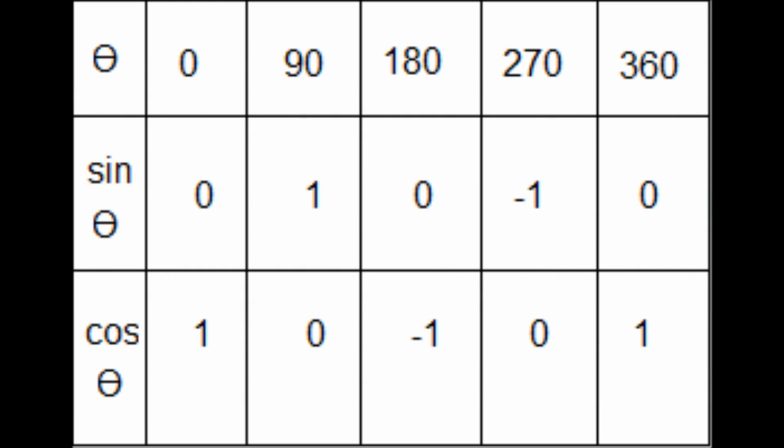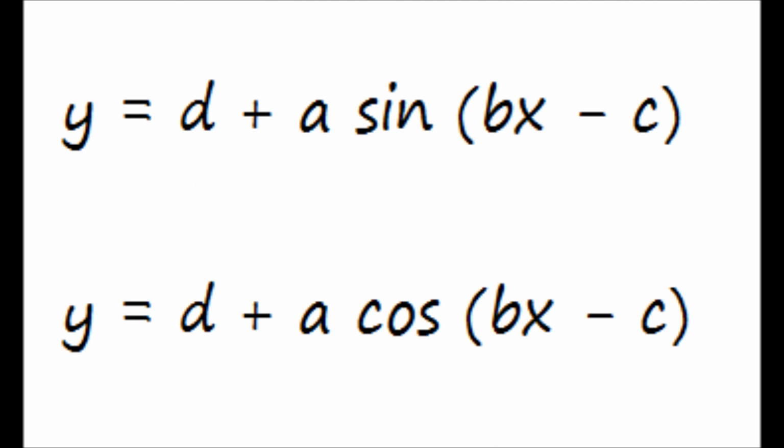With those in memory, there are still factors that shift, morph, and stretch the graphs. These are the equations of the two functions. The A affects the amplitude, or the height of the graph from the midpoint.